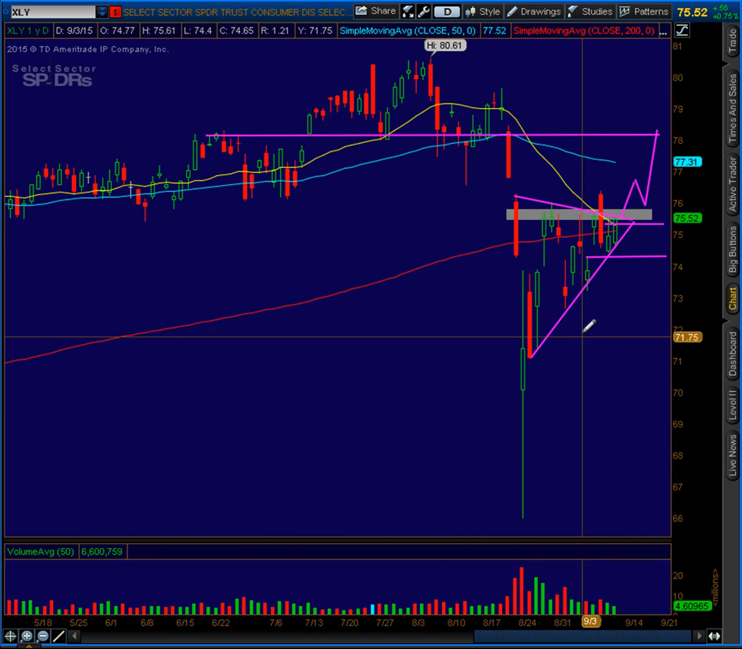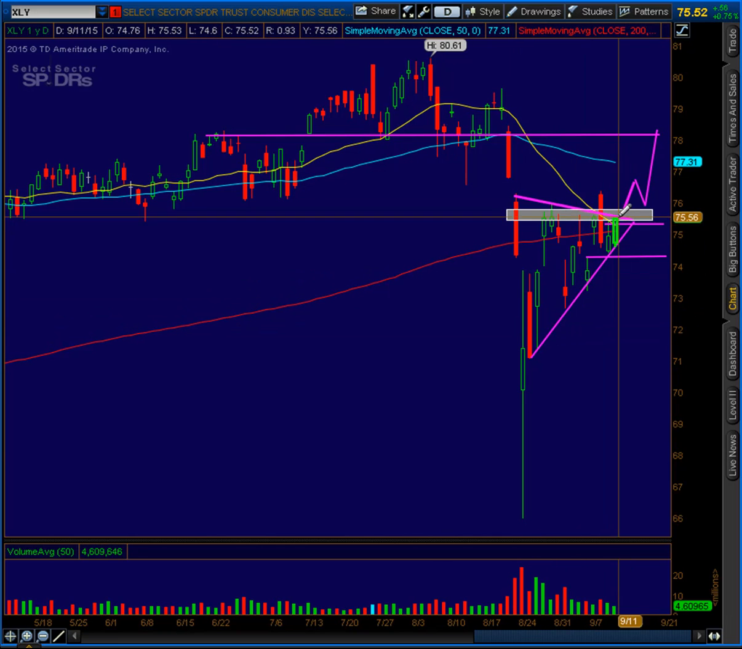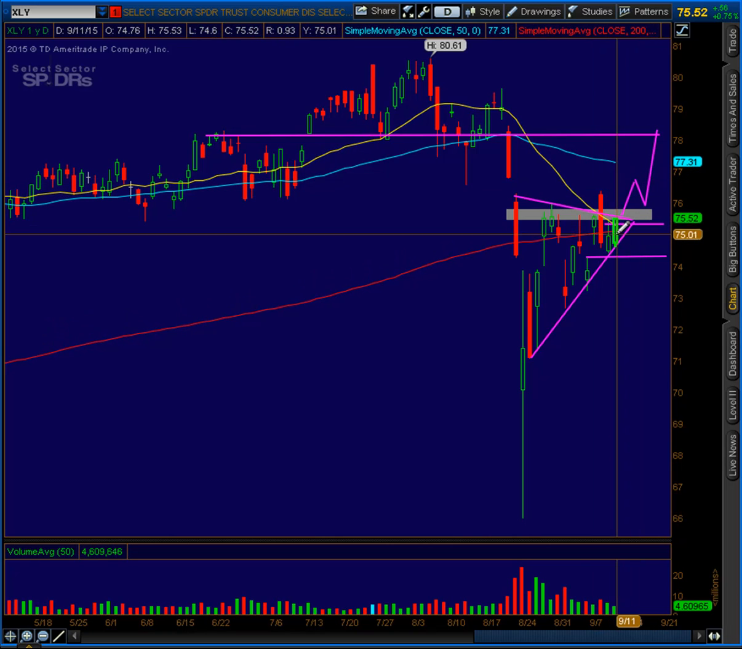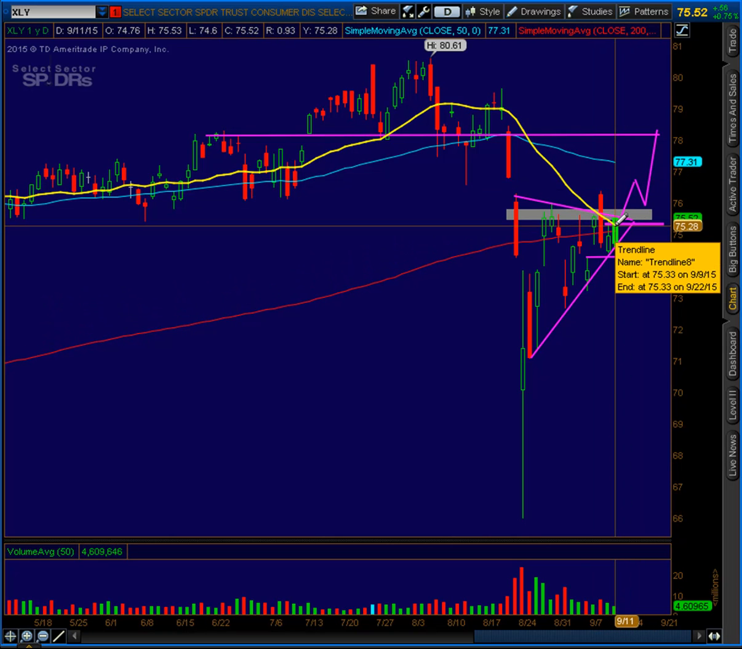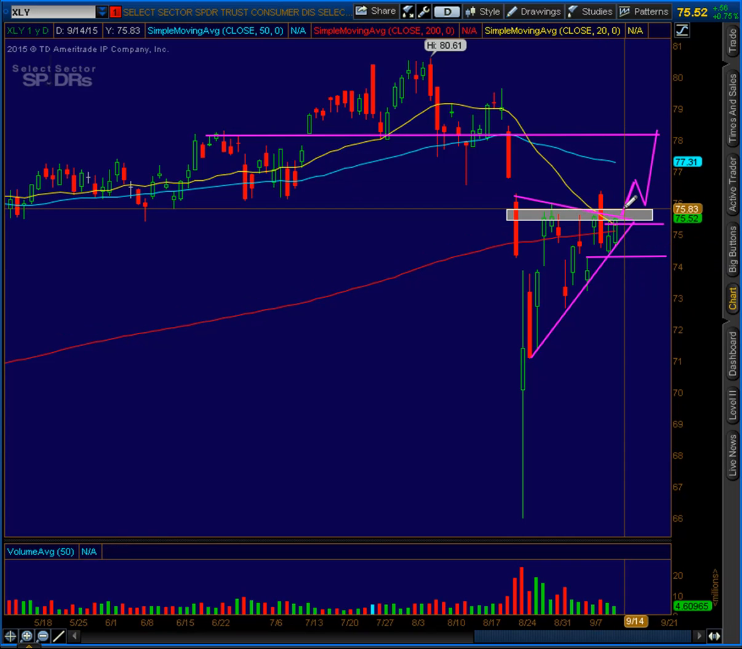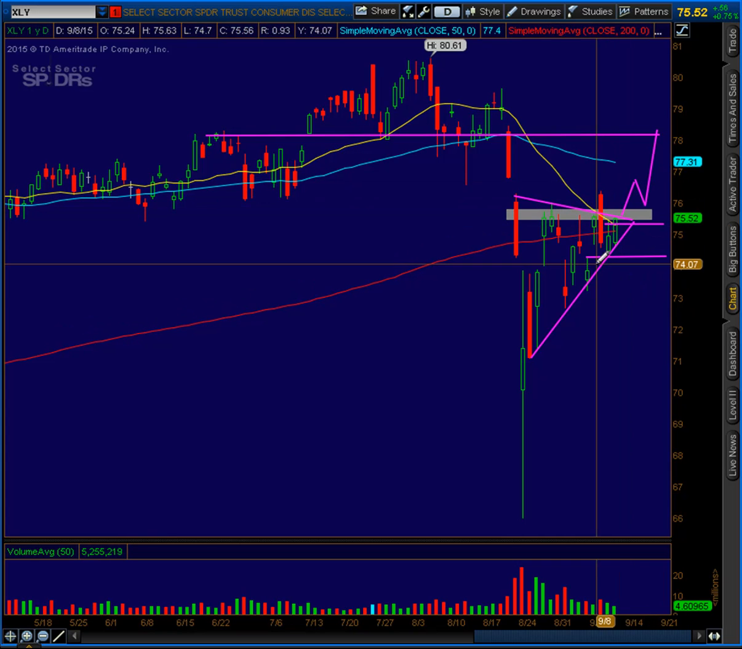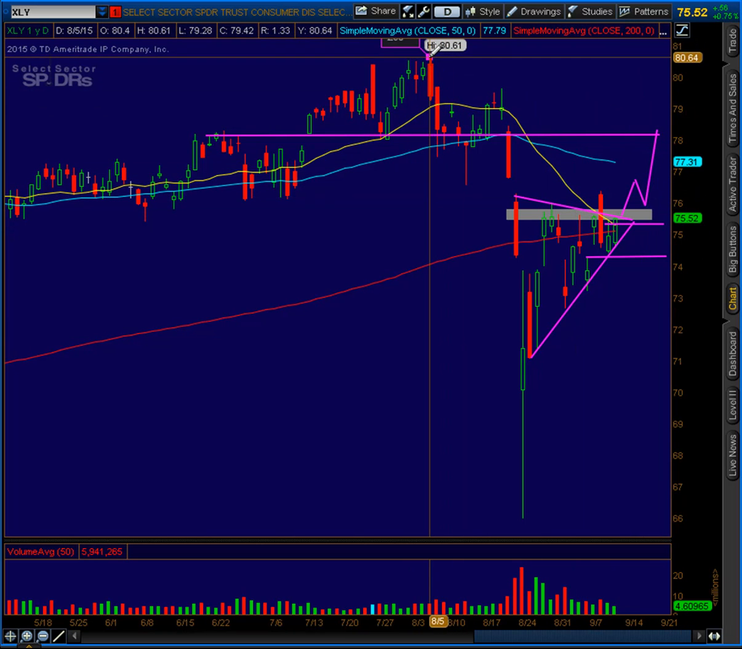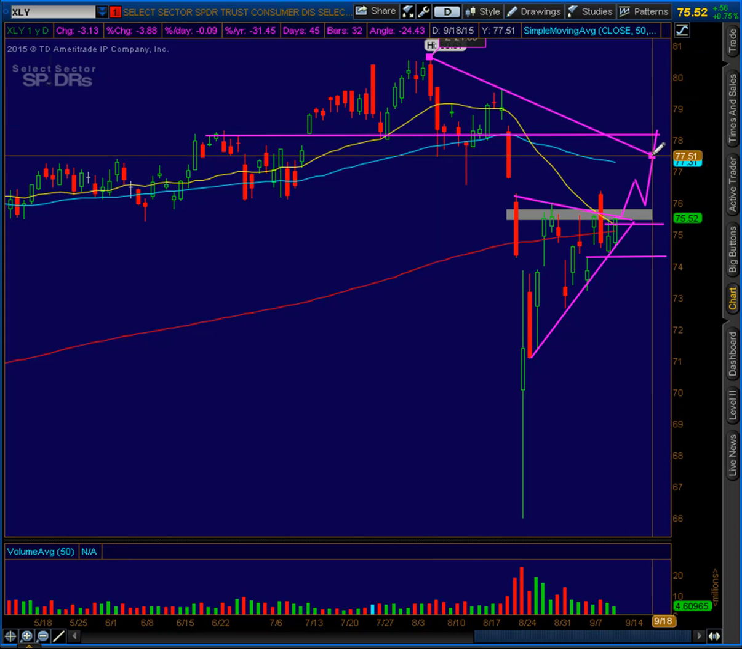So anyways, going back to this: resistance being tested, let it break out, possible trade, even right above this Friday's close. Price triggers above, you can wait for the close, or if it triggers above, stop underneath, or you wait for some kind of daily pattern. Again, the trend is down. I do want to stress that, the trend is down.